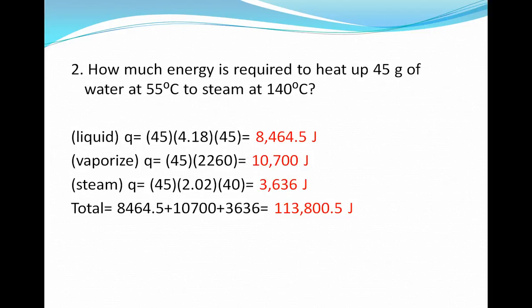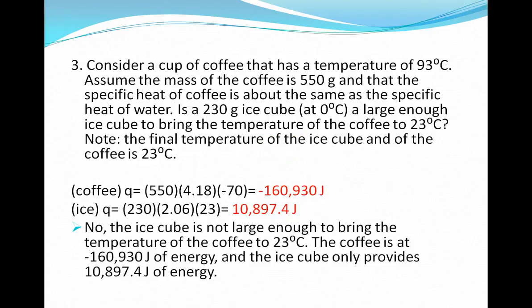And to find the total energy, you add them all together, so you get 113,800.5 joules of energy. Part 3 says, consider a cup of coffee that has a temperature of 93 degrees Celsius. Assume that the mass of the coffee is 550 grams and that the specific heat of coffee is about the same as the specific heat of water. Is a 230 gram ice cube at 0 degrees Celsius a large enough ice cube to bring the temperature of the coffee to 23 degrees Celsius?